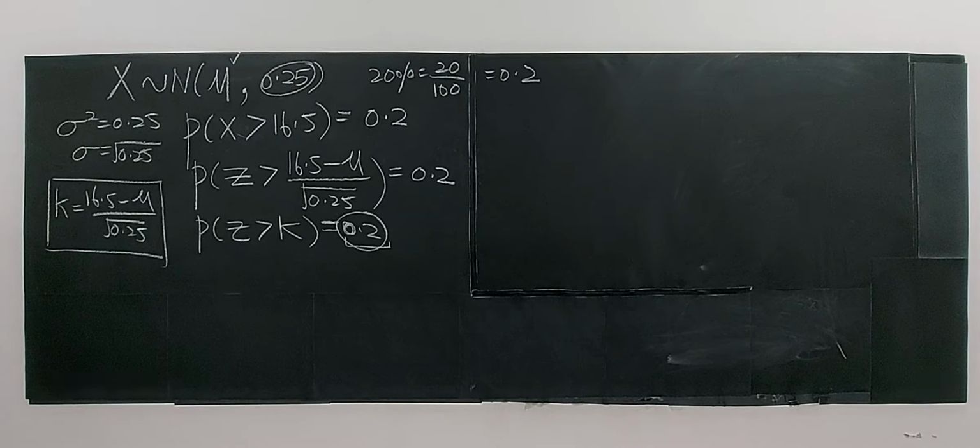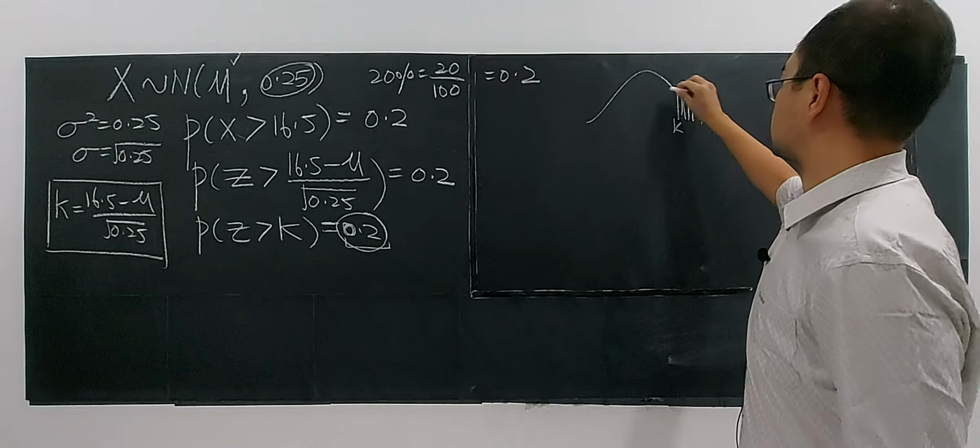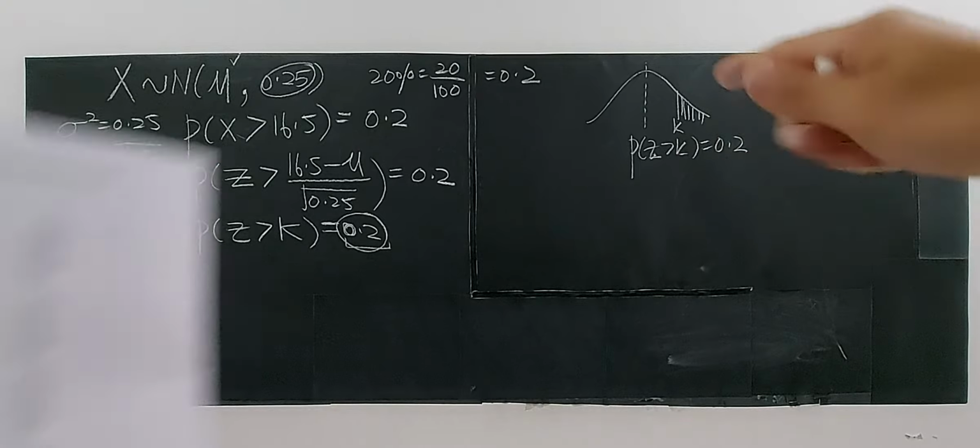We know that P(Z > k) is 0.2, on the right-hand side but less than 0.5. So the value of k will be on the positive side. Our statistical table is in the format of P(Z > k), the upper tail. Now we can start finding the value 0.2.